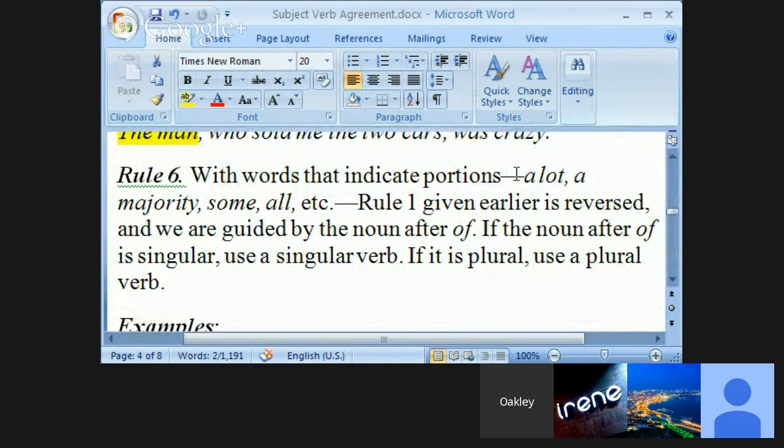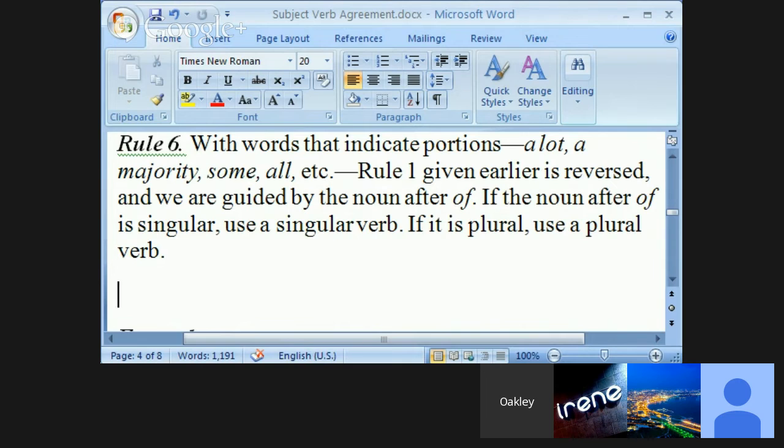Consider, when we are using a quantifier, something that tells how many of or how much of something, we actually do have to worry about the of clause, the of prepositional phrase. We are actually guided by the noun after of. So, if the noun after of is singular, use a singular verb. If it's plural, you use a plural verb. Let's see if we can handle this horrible truth.